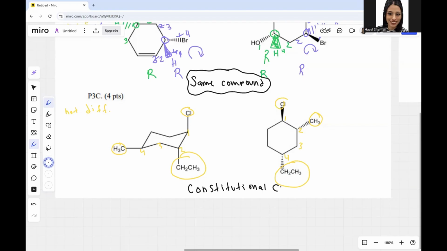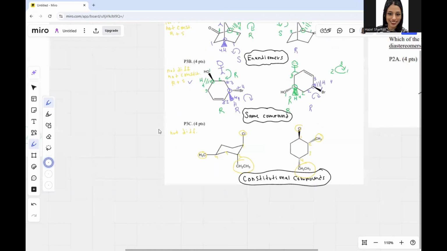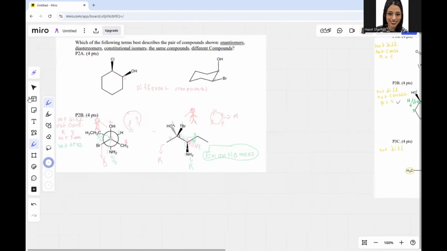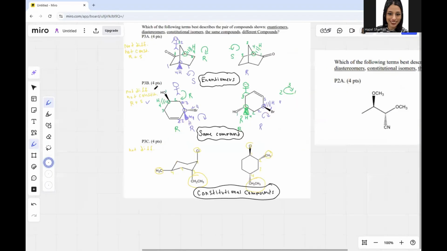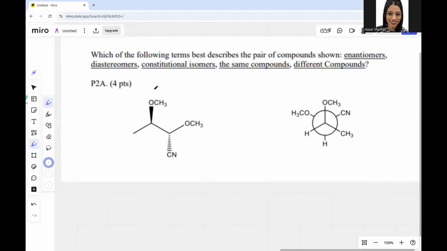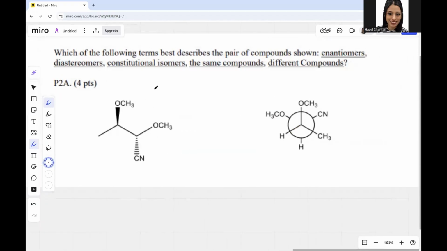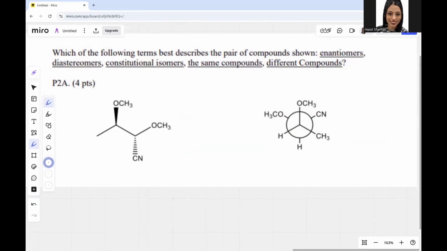Constitutional compounds. Okay. And so we did these three. So I said I wanted to do one of each. We have enantiomers. Okay, let's do a final one right here. So this one's a tricky one because it has a Newman projection here. This one's also a hard one for me too, so let's do it together.